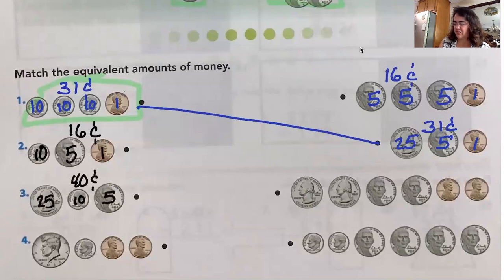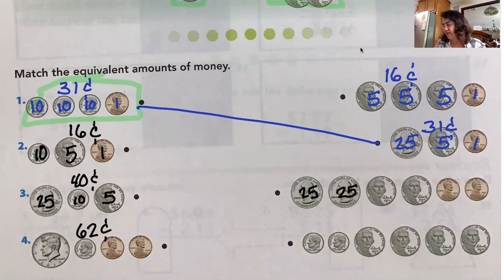50, 62, 62 cents. Go ahead and come over here with me. We have 50 cents, right? Here's 25 and 25. That's 50. Plus 5 is 55. Plus 5 is 60, 61, 62. I have 62 cents. All right, second graders.